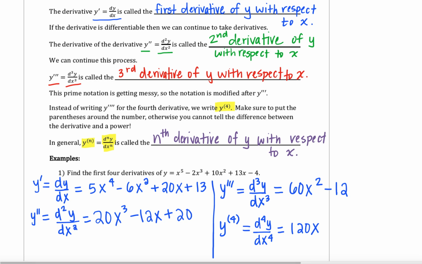Now we could continue this process. I can't just stop at the fourth derivative. I could actually continue on. The fifth derivative would just give us 120. And then from there, the sixth derivative would actually start being 0.